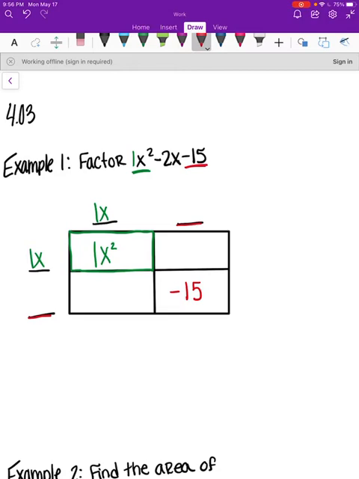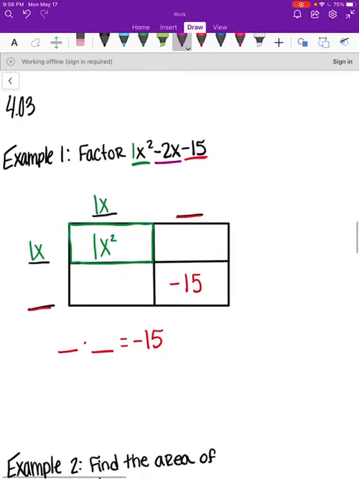Not only do they have to multiply to negative 15, so I'm going to say blank times blank equals negative 15, but those 2 blanks have to at the same time add to the middle term, which is negative 2. It's kind of weird, hang with me. They also have to add to negative 2. So what 2 numbers multiply to negative 15 and at the same time add to negative 2?